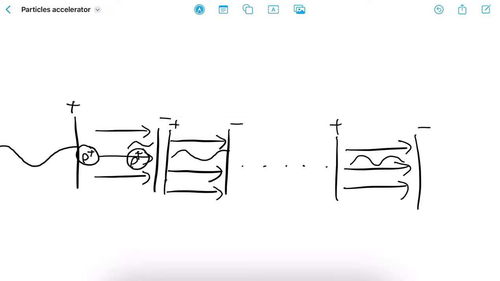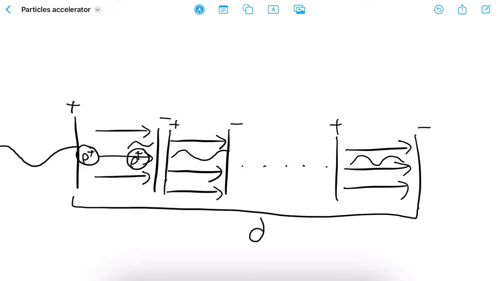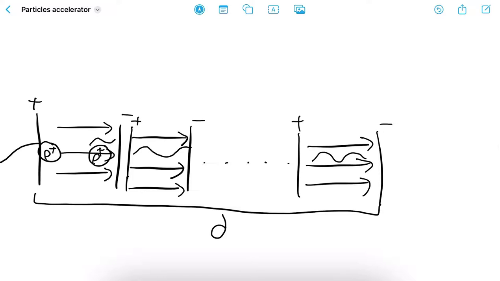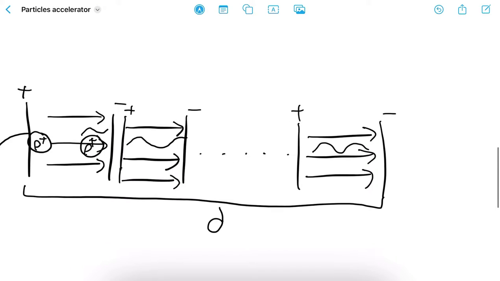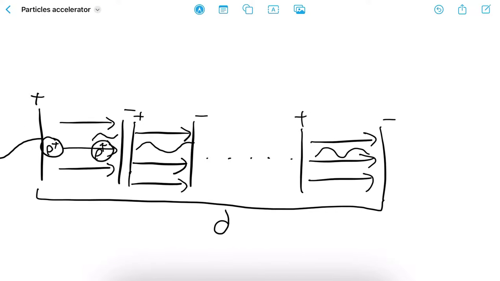But the distance it takes when the proton is accelerated from rest to very high speed is increasingly large. The more electric field we put the proton through, the faster it can go. So the longer the chain becomes.